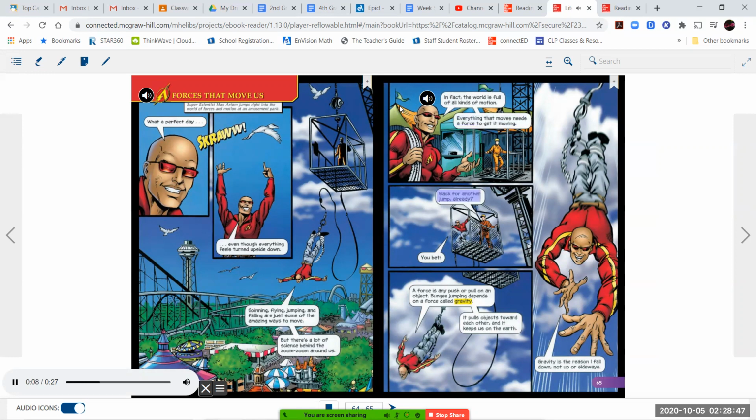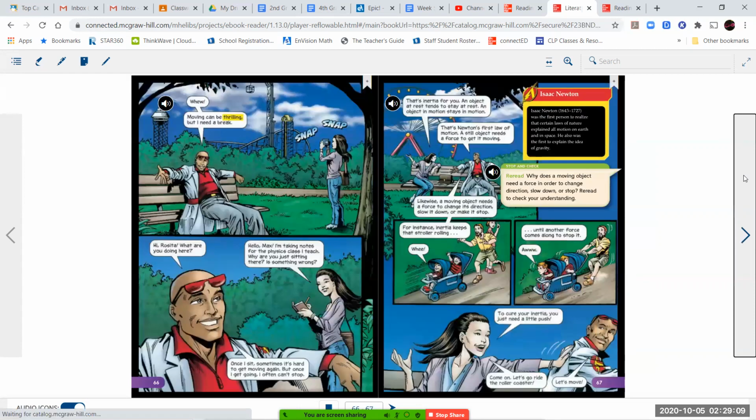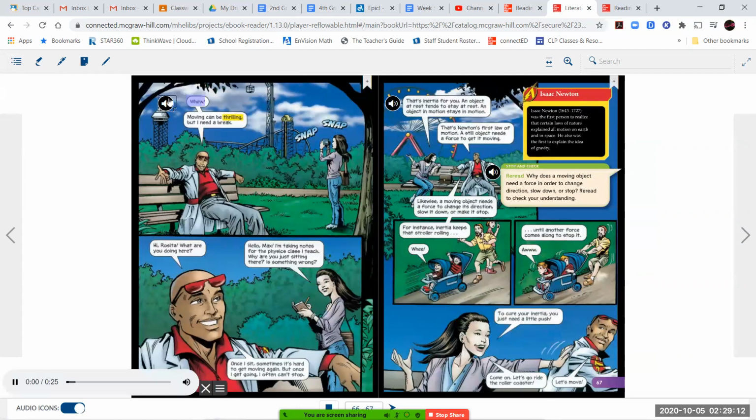Back for another jump already? You bet. A force is any push or pull on an object. Bungee jumping depends on a force called gravity. It pulls objects toward each other, and it keeps us on the earth. Gravity is the reason I fall down, not up or sideways. Phew! Moving can be thrilling, but I need a break.